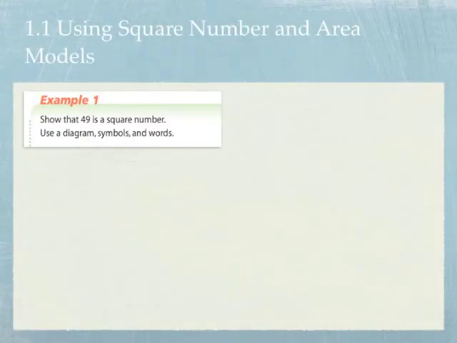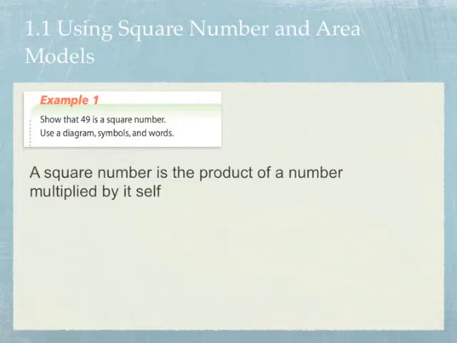So the first example says that we need to show that 49 is a square number using a diagram, a symbol, and words. So what is a square number? Well, a square number is a number that is the product of a number multiplied by itself. So what does that mean?